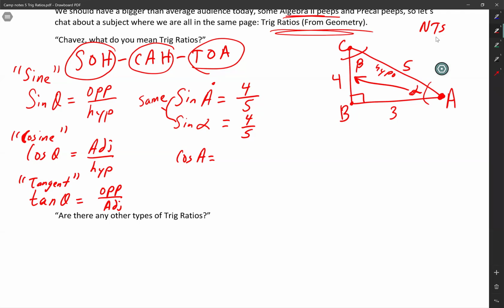Well, what's next door is the 3 and the 5, but the 5 already has a name. The 5 is the hypotenuse. So it's always going to be the 3. So 3 over 5, and that's it. Cosine is adjacent over hypotenuse, and there it is.